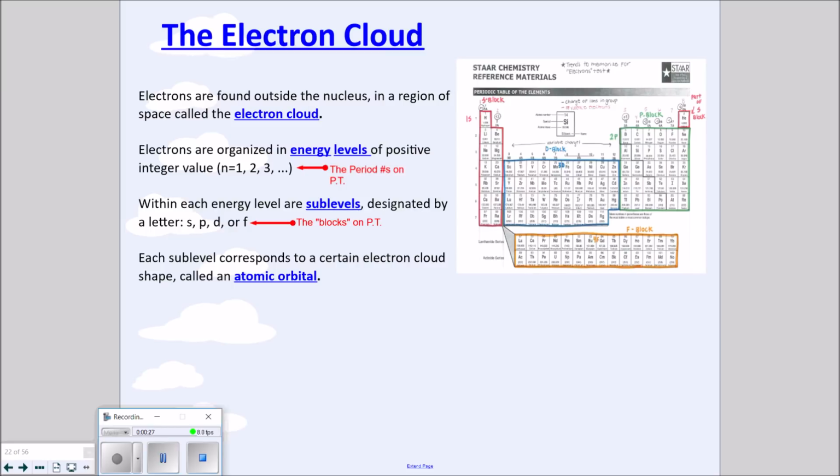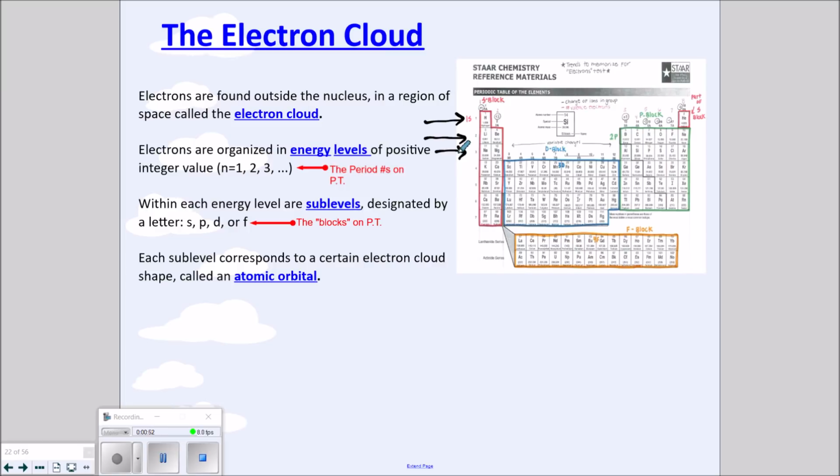For example, if I was talking about energy level 1, that would correspond to the first period number on your periodic table. Energy level 2, energy level 3. It is convenient that these period numbers are already labeled for you.